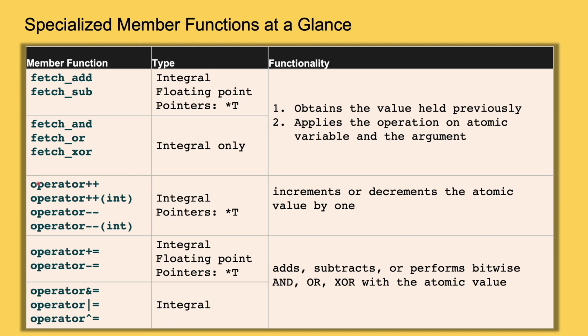And then we have increment, both prefix and postfix, decrement, prefix and postfix, plus equal, minus equal operators, and their logical equivalents. Fetch add and sub only apply to integral types or floating points or pointers. The logical equivalents only apply to integral types. Increment and decrement apply to integrals and pointers, but not floating point. Plus equal, minus equal apply to integral, floating point, and pointers, and their logical equivalents only apply to integrals. Notice that none of these apply to Boolean type. That's why we call them specialized. So these are specialized member functions for different types.